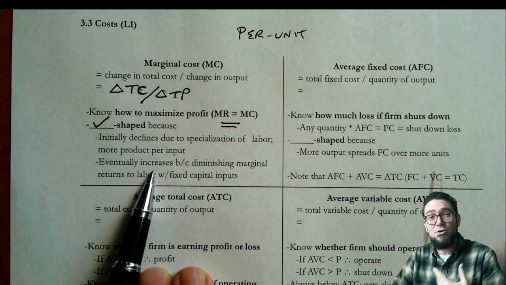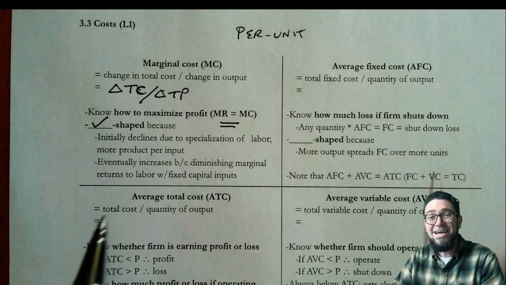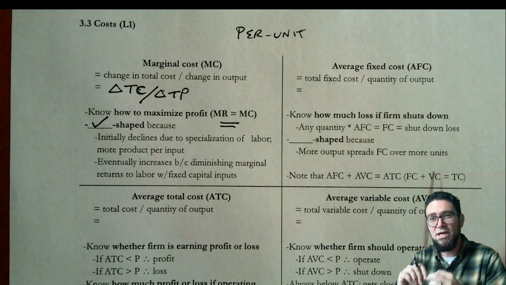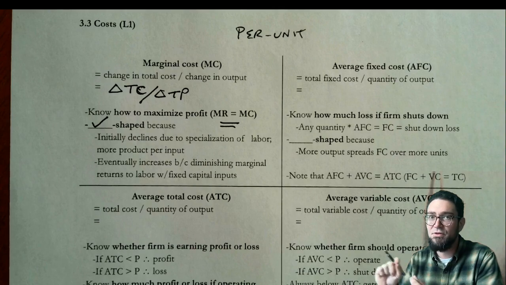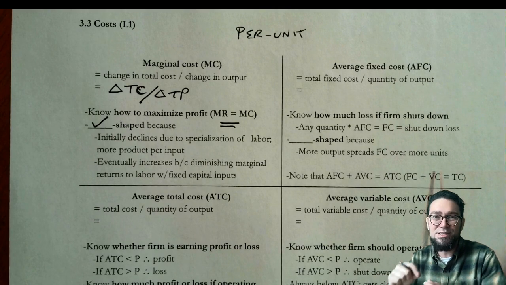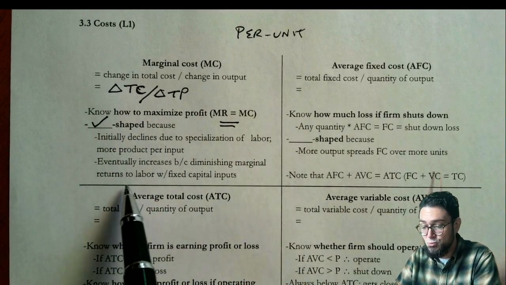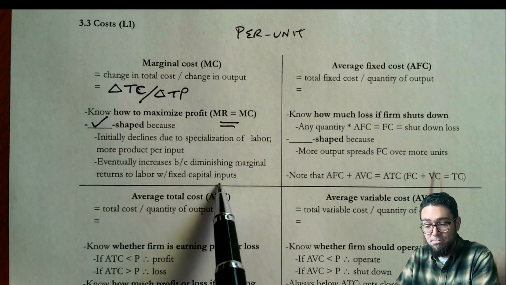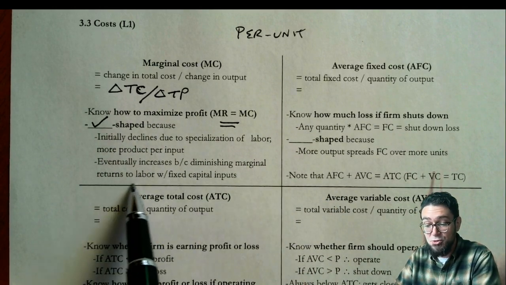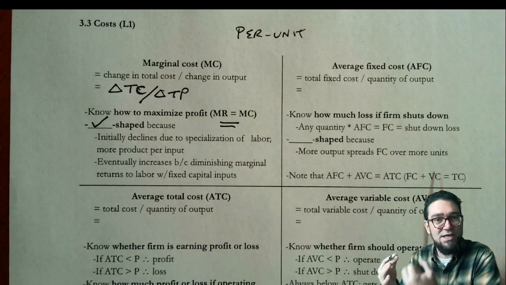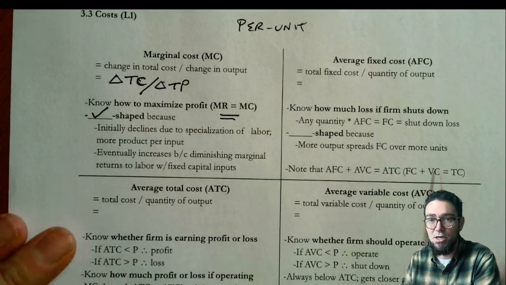In the short run, we know that some of our inputs are fixed. As a consequence, when we keep adding more variable inputs, we're going to get less and less marginal product out of those variable inputs. And as a consequence, the cost of our outputs is going to start to rise on a per unit basis. So it's going to come back up again because of diminishing marginal returns to labor with fixed capital inputs. Or you could have just said diminishing marginal returns to the variable input with any of your fixed inputs, right? With any one input fixed, you're going to see this phenomenon occur.